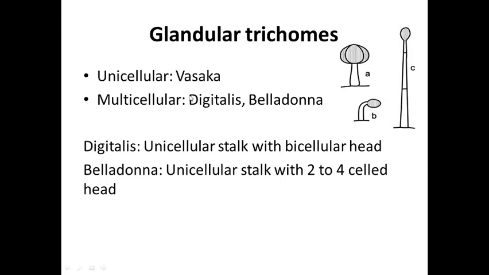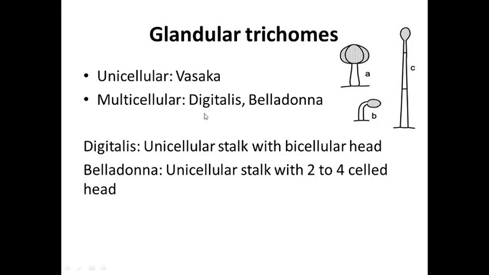For unicellular trichomes, the example is Vasica, in Adhatoda vasica, belonging to family Acanthaceae. This plant contains the unicellular glandular trichomes. Here you can see the unicellular single cell in head and stalk. The multicellular trichomes are found in Digitalis and Belladonna. These are 2 different plants.